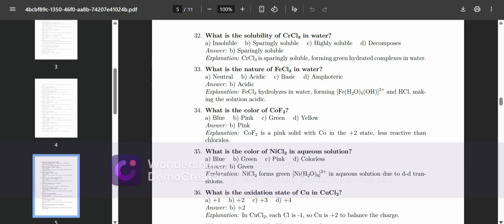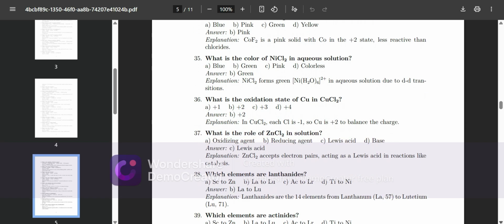What is the nature of FeCl3 in water? Acidic. FeCl3 hydrolyzes in water, forming Fe(H2O)5(OH) 2+ and HCl, making the solution acidic. What is the color of CoF2? Pink. CoF2 is a pink solid with Co in the +2 state, less reactive than the chloride. What is the color of NiCl2 in aqueous solution? Green. NiCl2 forms green Ni(H2O)6 2+ in aqueous solution due to d-d transition.